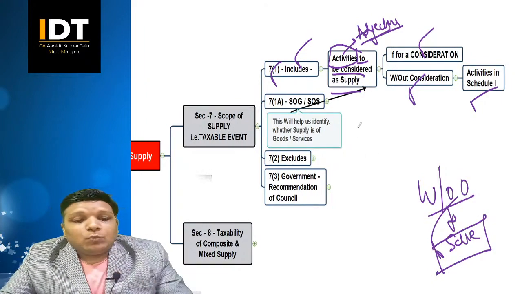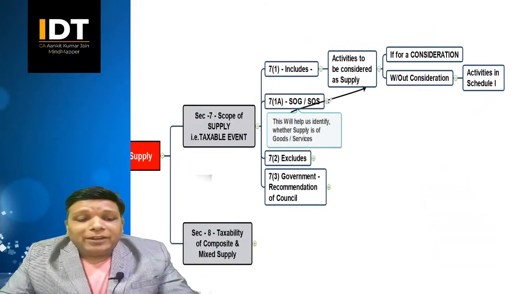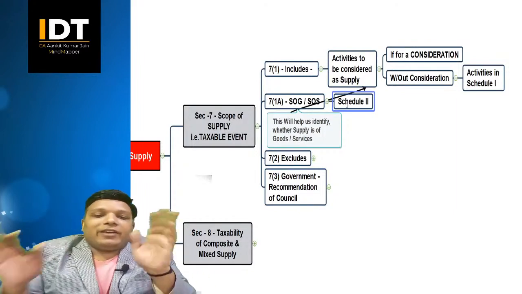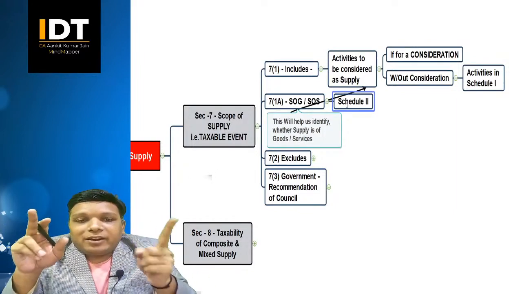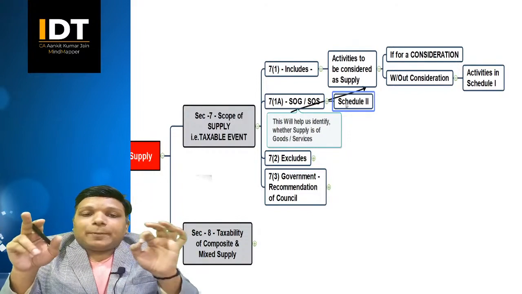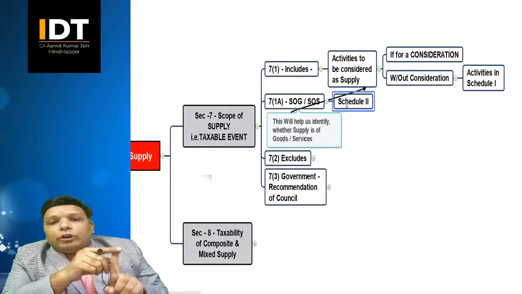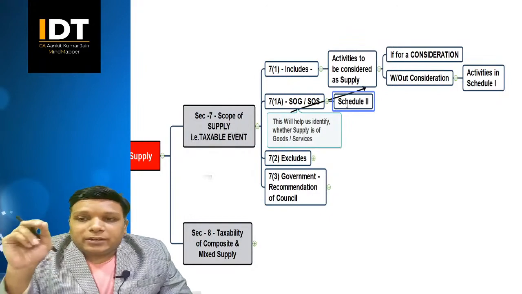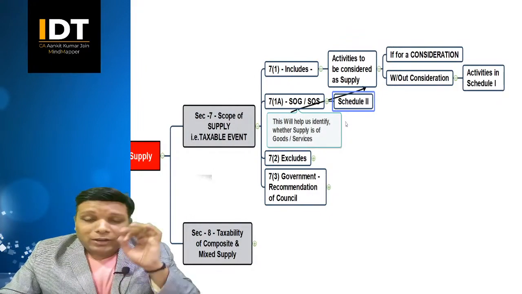Then section 7(1)(a), what does 7(1)(a) explain to us, right? So 7(1)(a) we have already seen. For the supply identified under section 7(1), whether this supply will be called a supply of goods or supply of services is what schedule number 2 will explain to us. Clear, everybody? Right?